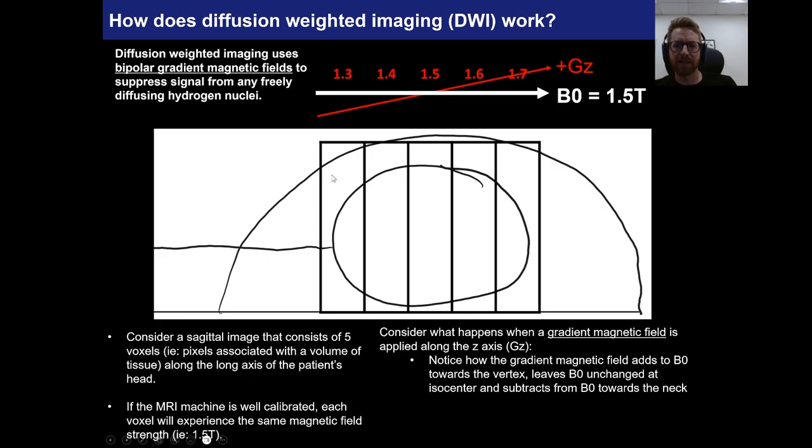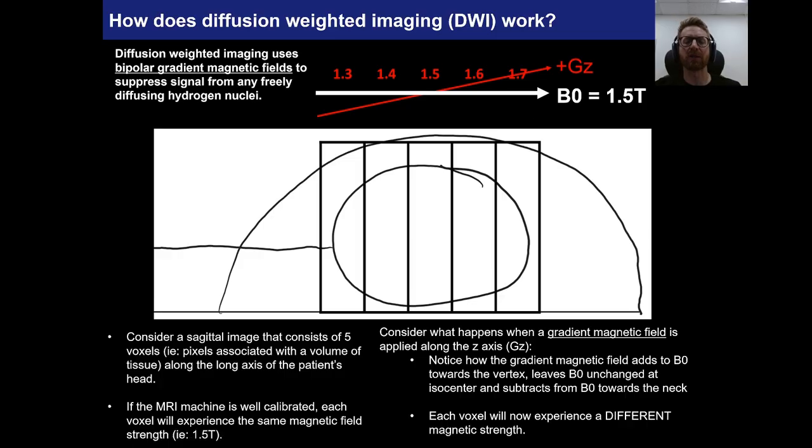But when we get to the more inferior slices, the gradient is essentially going to subtract from the main magnetic field, so it's going to experience a lower magnetic field strength. Let's just arbitrarily say 1.3 Tesla. Whereas more superiorly, it's going to add to the baseline B0, and it's going to experience a stronger magnetic field strength. Let's arbitrarily say 1.7 Tesla. Okay, so each voxel is now experiencing a different magnetic field strength.